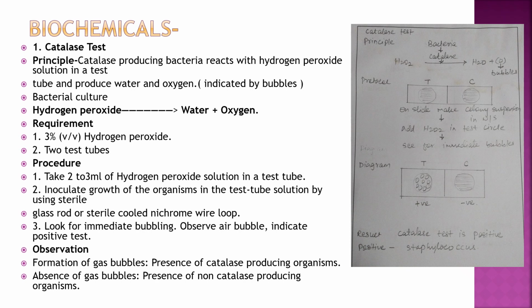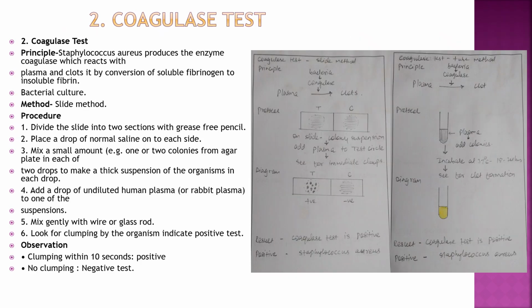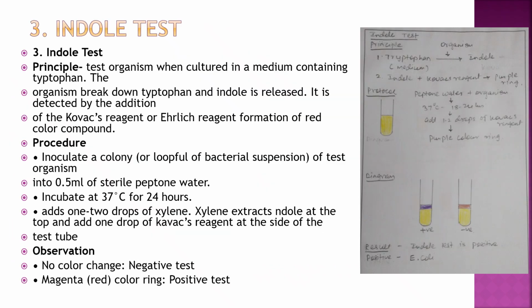Now we will see biochemical reactions for the confirmation of the bacteria. For the gram-positive bacteria Staphylococcus, we have to do the catalase and coagulase tests. For catalase, you take 1 drop of colony suspension, add H2O2 and look for bubbles. Catalase is positive in Staphylococcus aureus. The coagulase test can be done by the slide or tube method. You take 1 drop of colony suspension, add 1 drop of plasma and look for clumps. A positive coagulase test is seen in Staphylococcus aureus.